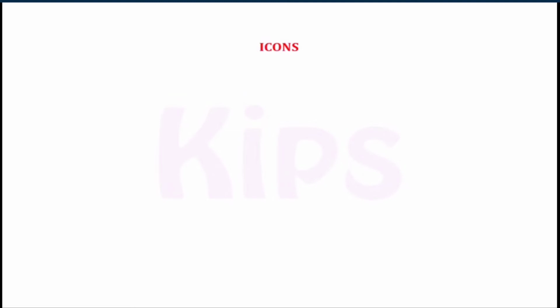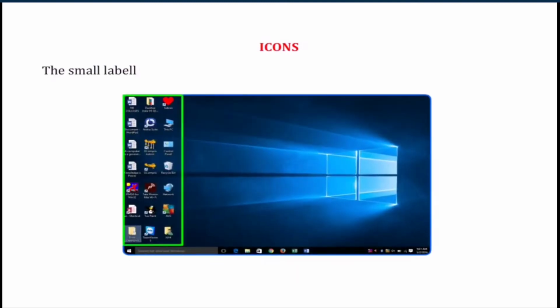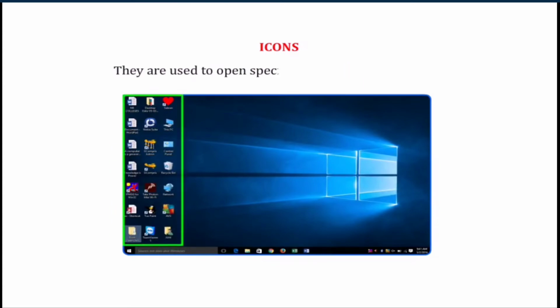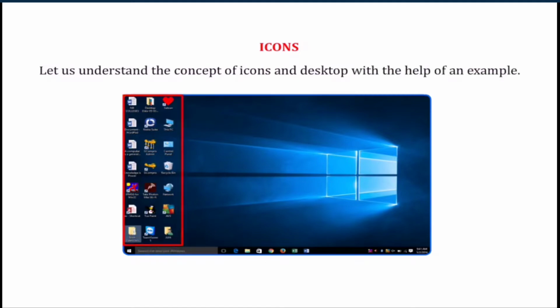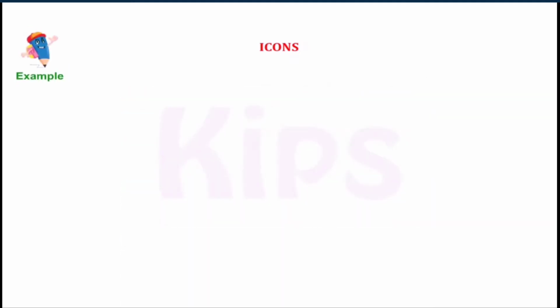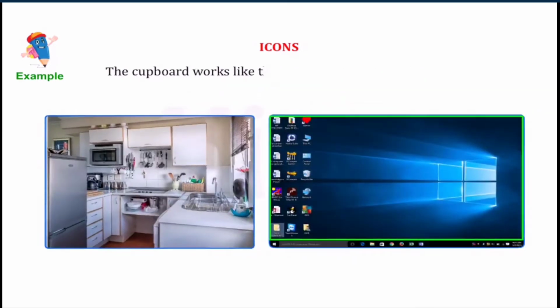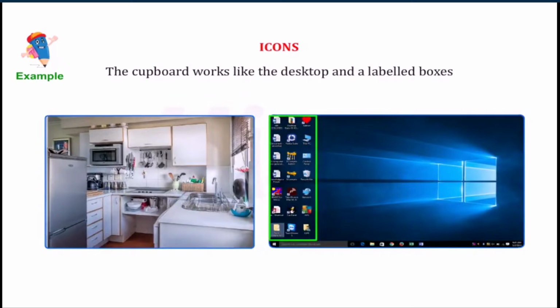Now let us understand icon. The small labeled pictures or symbols present on the desktop are called icons. They are used to open specific programs or documents. Let us understand the concept of icons and desktop with the help of a given example. Example, when you go to the kitchen and open a cupboard, you find boxes with different items which are labeled accordingly. The cupboard works like the desktop and the labeled boxes work like icons.